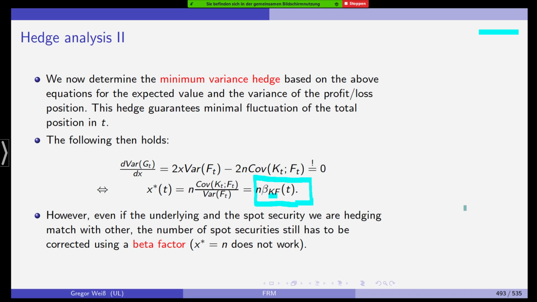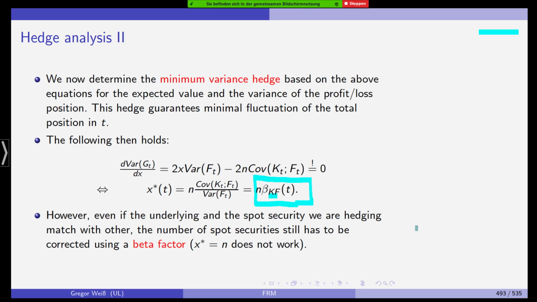And what is this? This is the covariance between the spot price and the futures price divided by the variance of the futures price. So actually this is a beta factor. What we can see is that in the one-to-one short hedge we used one future for one underlying. Now if, and only if, the correlation and the beta factor between the futures and the spot price is not 1, then we need to adjust the number of needed futures to make a perfect hedge, or the minimum variance hedge.